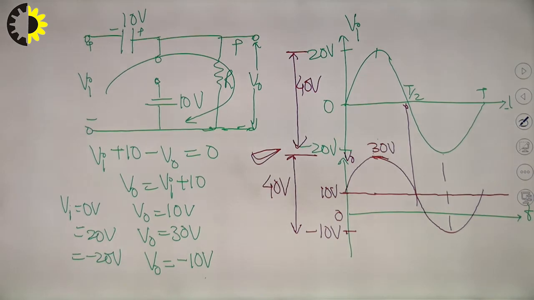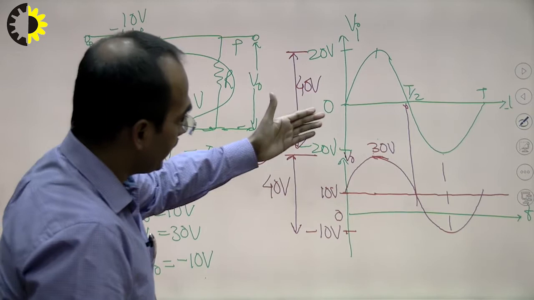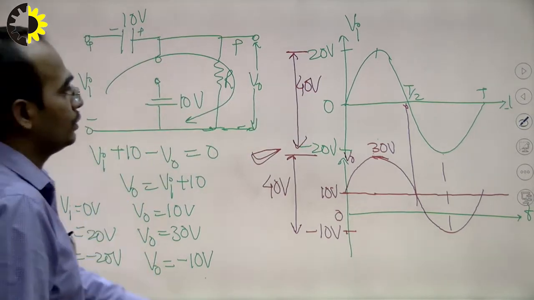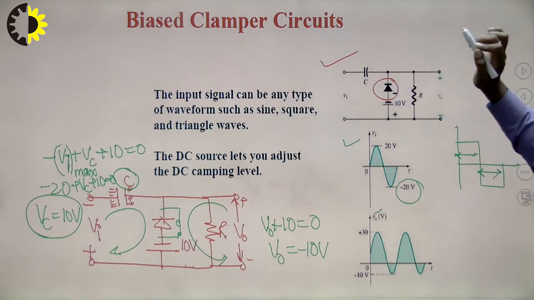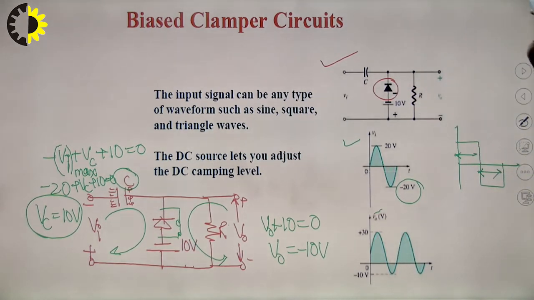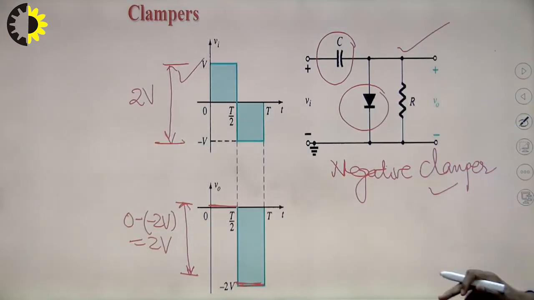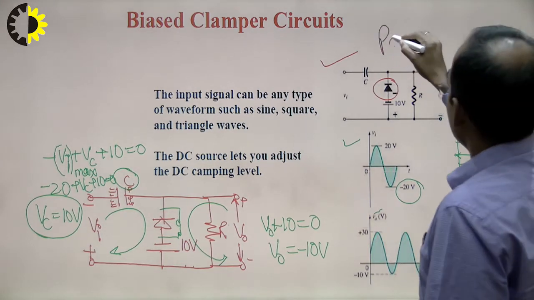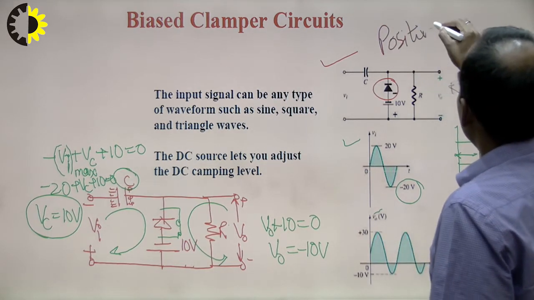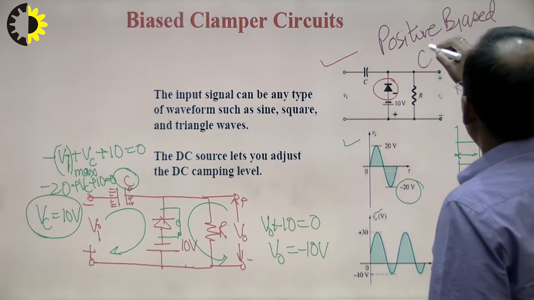So you can see that this is shifting the input waveform towards the positive direction. It means this is a positive clamper. As I told you, if the direction of the diode is upward, then it is a positive clamper. In the previous circuit, the direction of the diode is downward, so that is a negative clamper, and here the direction of the diode is upward, so this is a positive biased clamper.